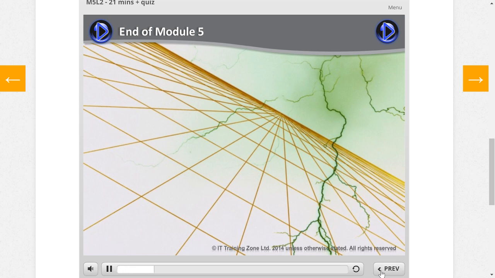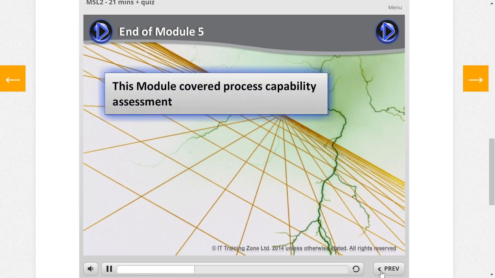You've also finished Module 5, where we've studied the Process Capability Assessment Model.